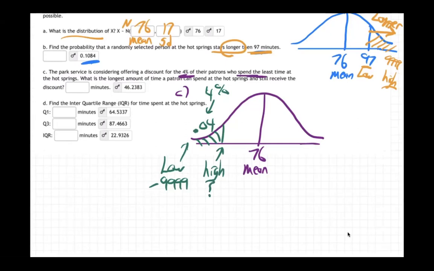Do you see how I'm coming up with that? This is the bell curve representing all the people who come to the hot springs. The average person, 76 minutes. Some stay longer, but it goes down pretty quick. Not that many do. Some stay less. I want the bottom 4%, because that's the discount, the people that spend the least time. So for this section, which is 4% of the curve, the low is negative forever left, negative infinity, basically, right?